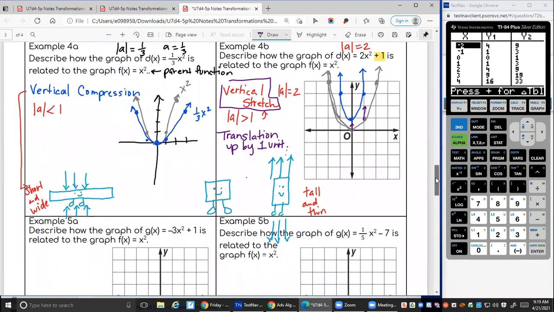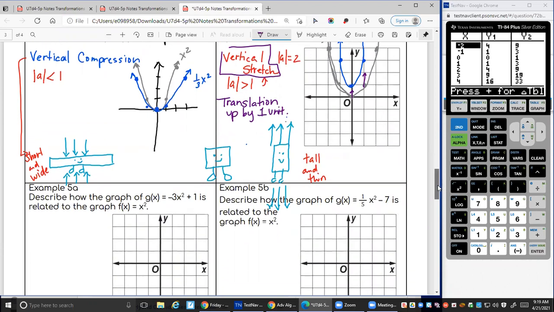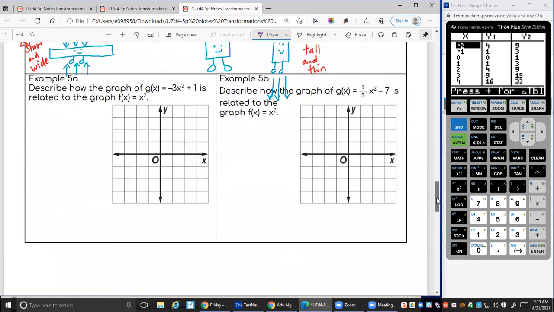Okay. So if it's a fraction, if it's a decimal less than 1, the absolute value, then we know it's going to compress and push down. Little number, it pushes it down, right? If the number is bigger than 1, it's a big number, it's going to stretch it out, okay? Let's go with 5A. We're going to describe the impact here that is related to the graph.